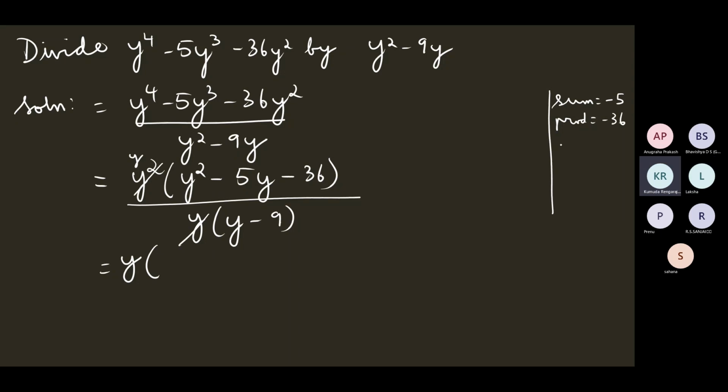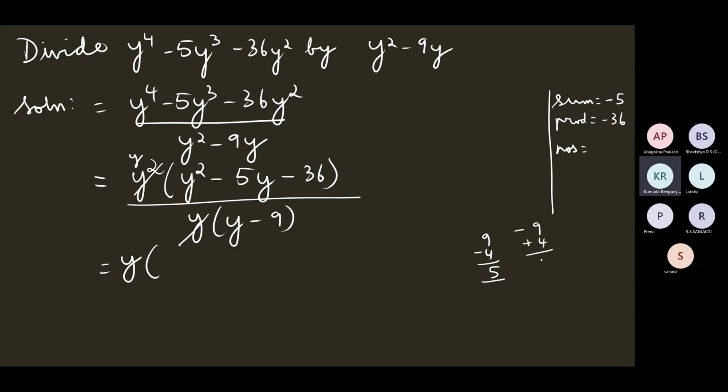And who can tell me the two numbers? Not Anugraha. You got it right. Who can tell me the two numbers? Two numbers whose product is minus 36 and sum is minus 5. Ma'am, plus 9 and minus 4. Okay, try that. So plus 9 and minus 4. What is the sum? Plus 5. Yeah, but we need minus 5. Ma'am, minus 9 plus 4. Yeah, minus 9 and plus 4.